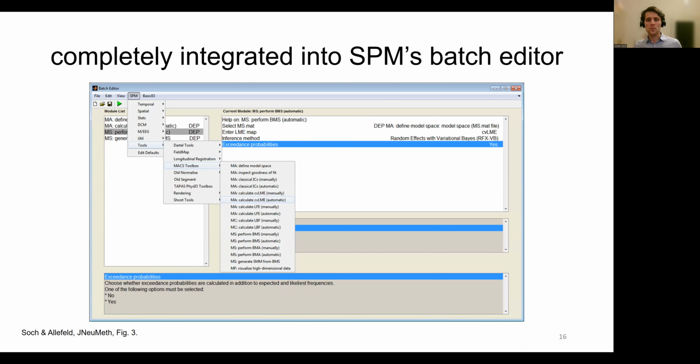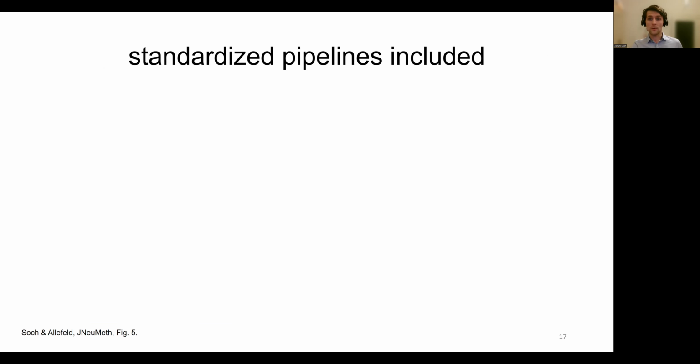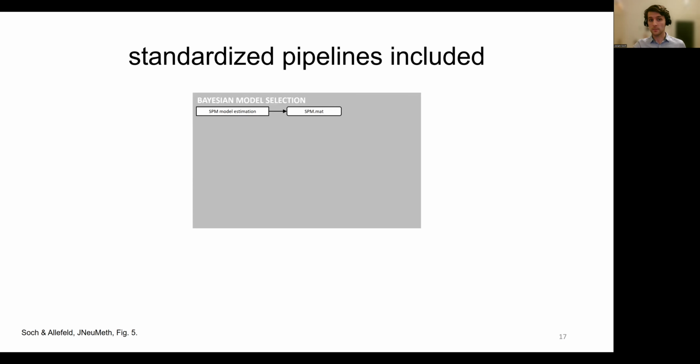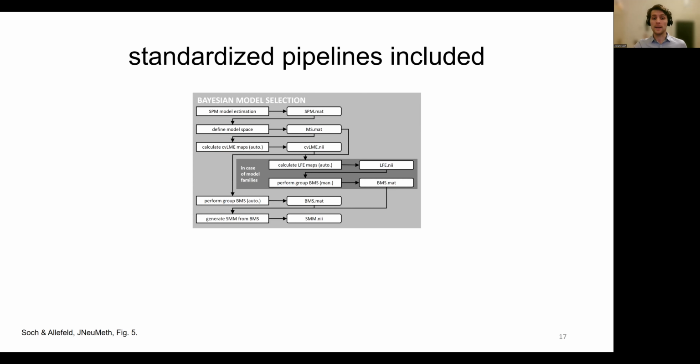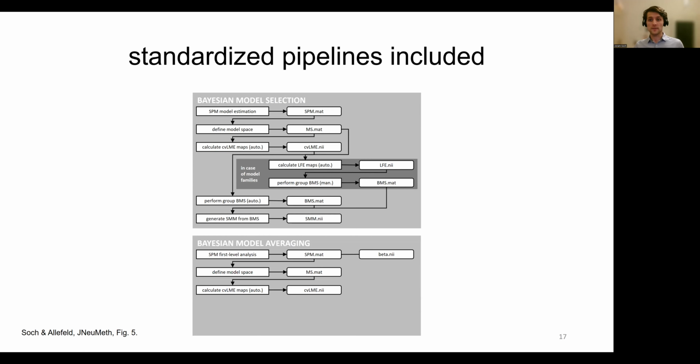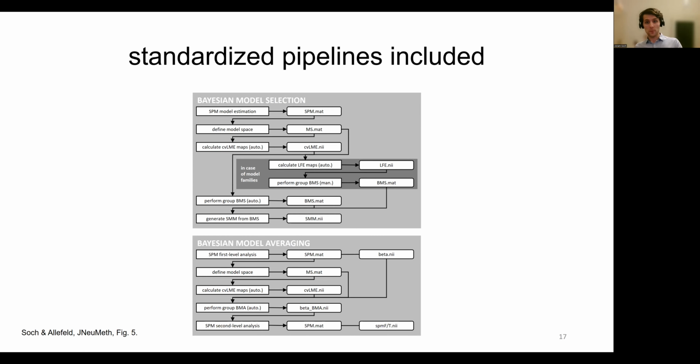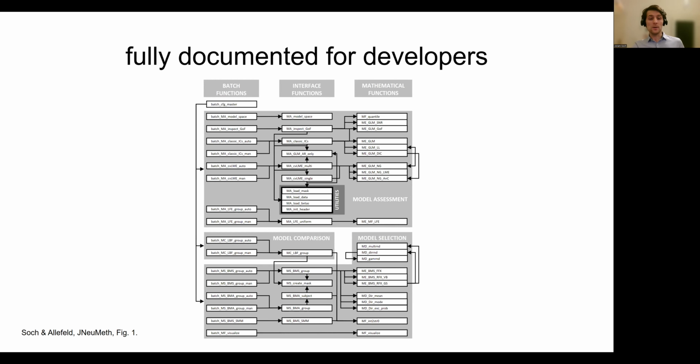If you are a beginner with fMRI or SPM, don't worry. The MACS toolbox is completely integrated into SPM's batch editor, so you can, if you want, specify all your processing jobs by hand. If you are an intermediate user, you are of course invited to use the standardized pipelines included in the toolbox for Bayesian model selection and Bayesian model averaging, which exist in script and in batch form. And finally, if you're a developer, you can easily extend the toolbox as it is fully documented, as shown in this diagram.